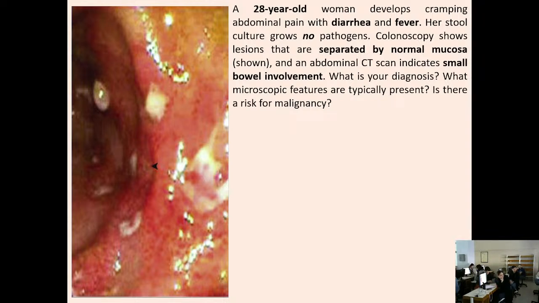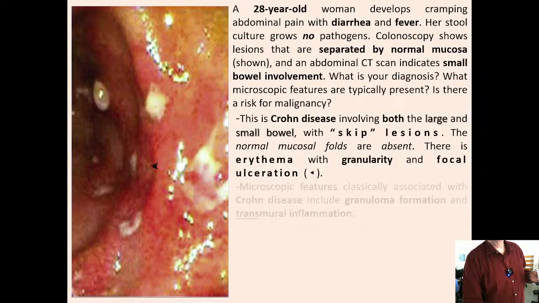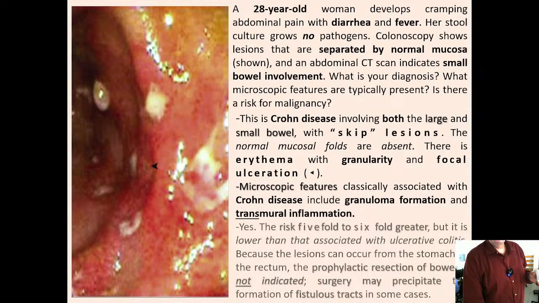All layers, yes. It starts from the mucosa, submucosa, muscular layer, subserosa, serosa. All layers. That's why fistulae are formed, and it may cause inflammatory exudate and strictures. So the risk of malignancy on such an inflamed bowel is not so great as in ulcerative colitis. And any part of the digestive tract can be involved by Crohn's disease.